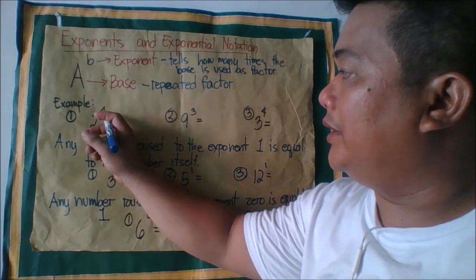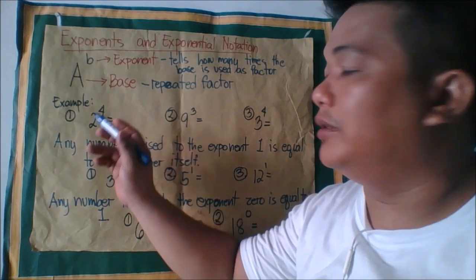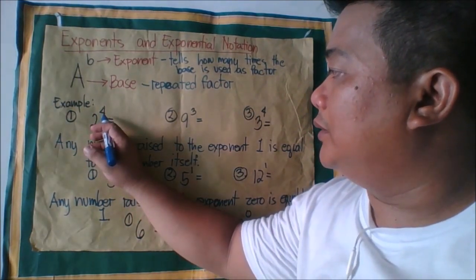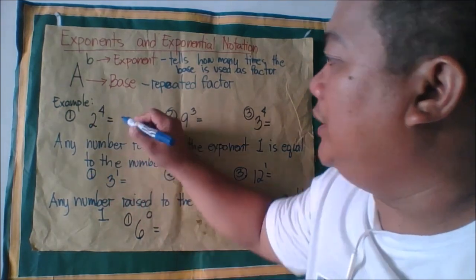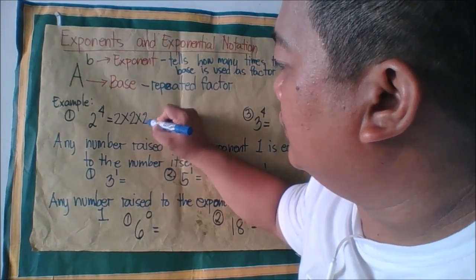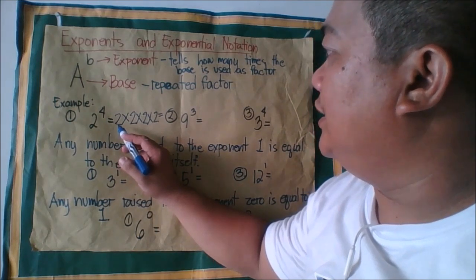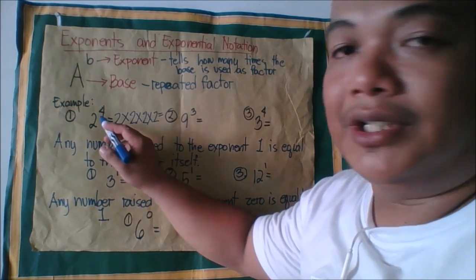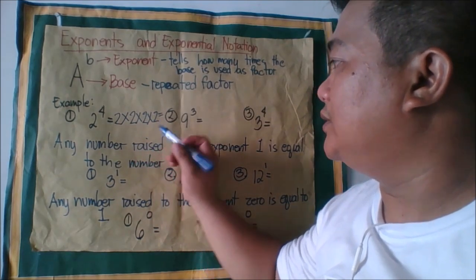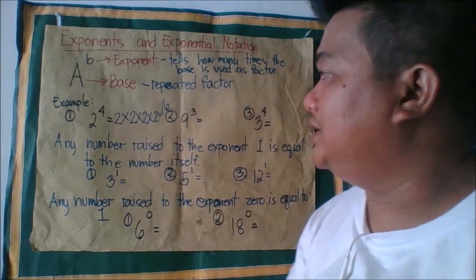So 2 to the power of 4, or 2 to the exponent of 4. By the way, exponent can also be called power. So 2 to the power of 4 would be 2 times 2 times 2 times 2. So 2 here is repeated 4 times. 2 times 2 is 4. 4 times 2 is 8. 8 times 2 would be 16. So 2 to the power of 4 would be 16.